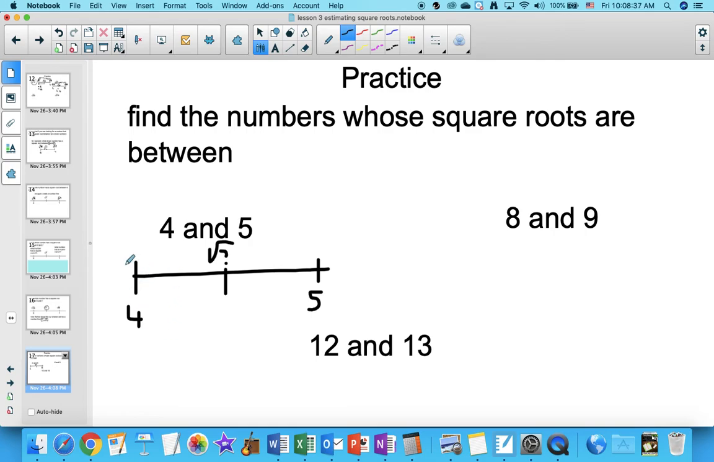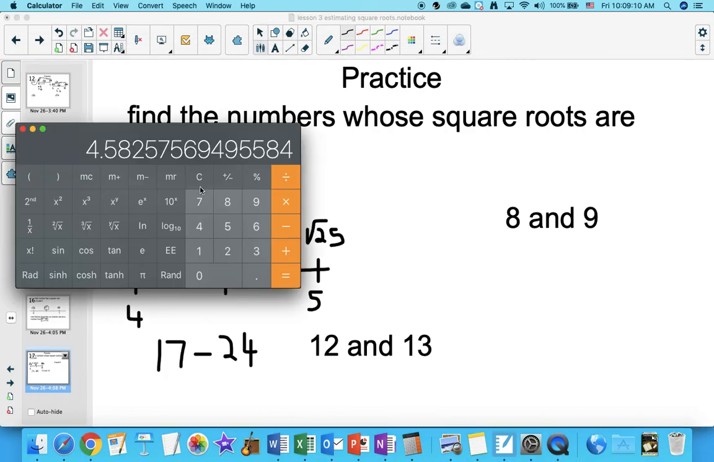So what number, if we square root it, gives us 4? Well, 4 times 4 is 16. And what number, if we square root it, gives us 5? Well, we know it's 25, right? The square root of 25 is 5. The square root of 16 is 4. So any number between 17 and 24, if we found the square root of it, would give us a square root between 4 and 5. We can check that, right?